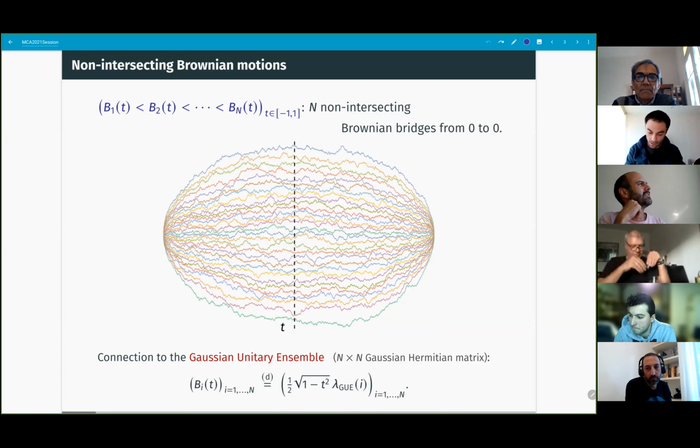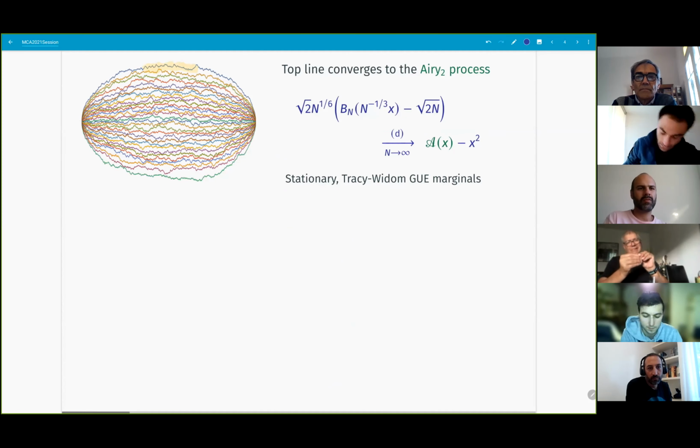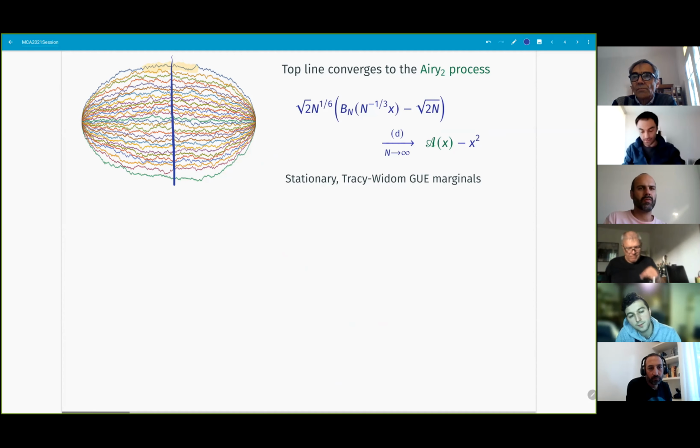So these are non-intersecting Brownian motions. A well-known fact is that what you want to do here is look at the top line. You can rescale everything, but I'm going to look at the top line, the one over here. You can check that, due to this non-intersecting condition, the maximal height that this watermelon attains in the middle is of order root n. This is due to the non-intersection.